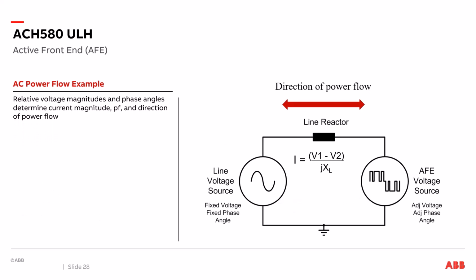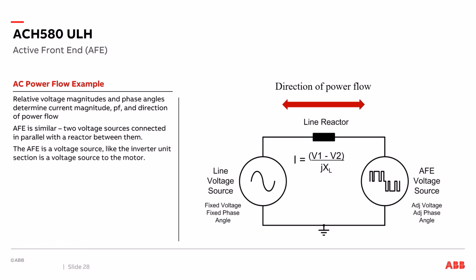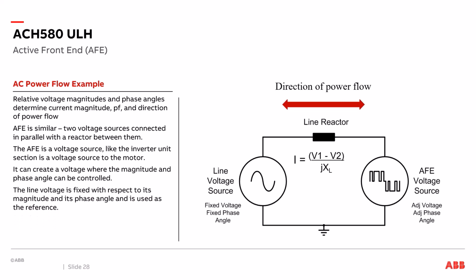Relative voltage magnitudes and phase angles determine the current magnitude, power factor, and direction of power flow. The active front end is similar to 2 voltage sources connected in parallel with a reactor between them, as shown on the right. The active front end is a voltage source, like the inverter unit is a voltage source to the motor. It can create a voltage where the magnitude and phase angle can be controlled. The line voltage is fixed with respect to its magnitude and phase angle and is used as the reference. So what controls the current through a reactor?